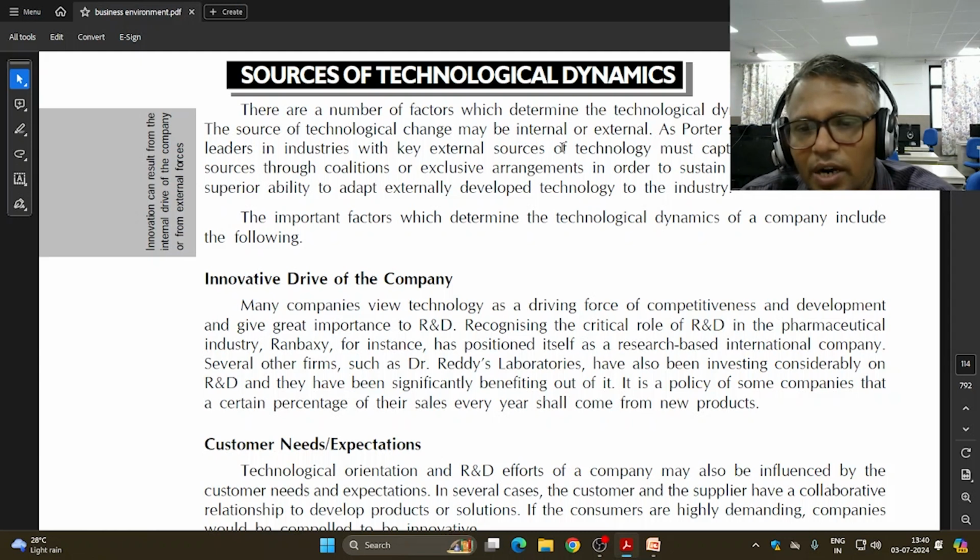First is the innovative drive of the company. Many companies view technology as a driving source for competitiveness and give great importance to R&D. Recognizing the critical role of R&D, in the pharmaceutical industry Ranbaxy, for instance, has positioned itself as a research-based international company. Several other firms such as Dr. Reddy's Laboratories have also been investing considerably in R&D and have been significantly benefiting from it. It is the policy of some companies that a certain percentage of their sales every year should come from new products.